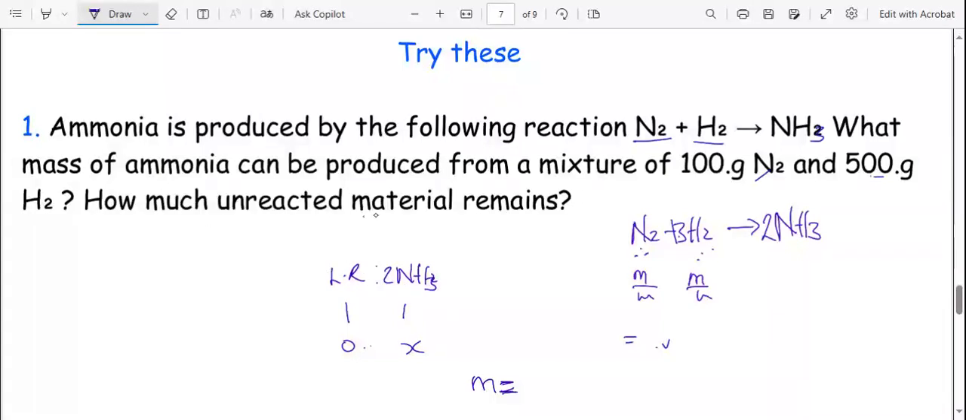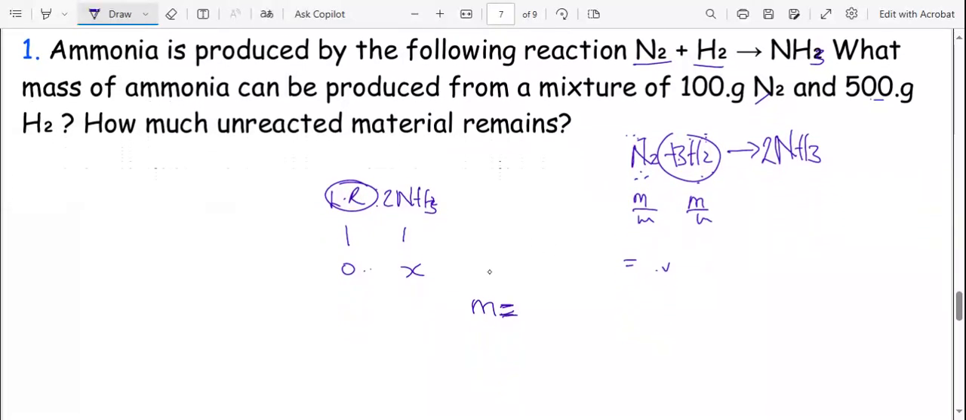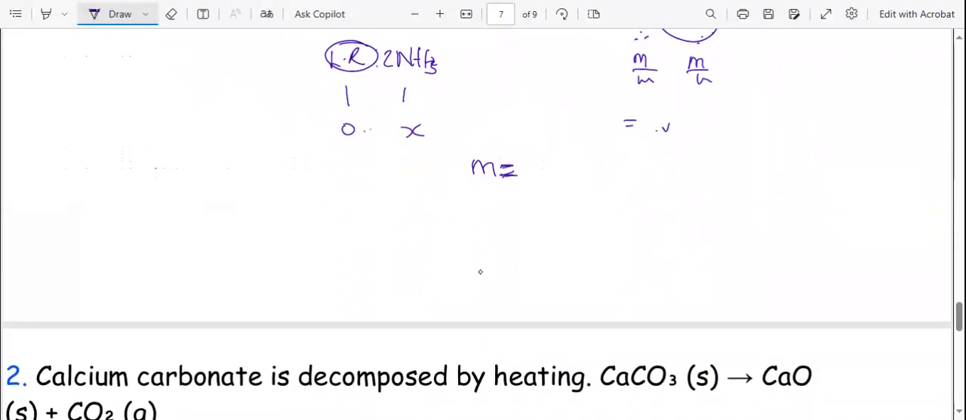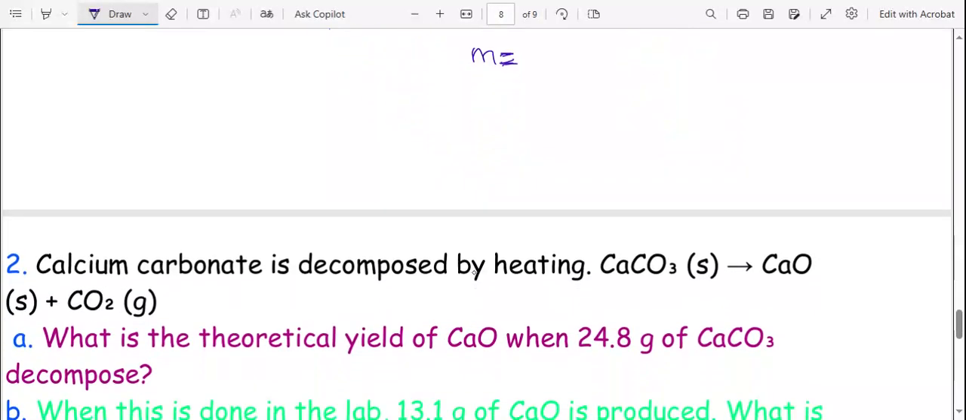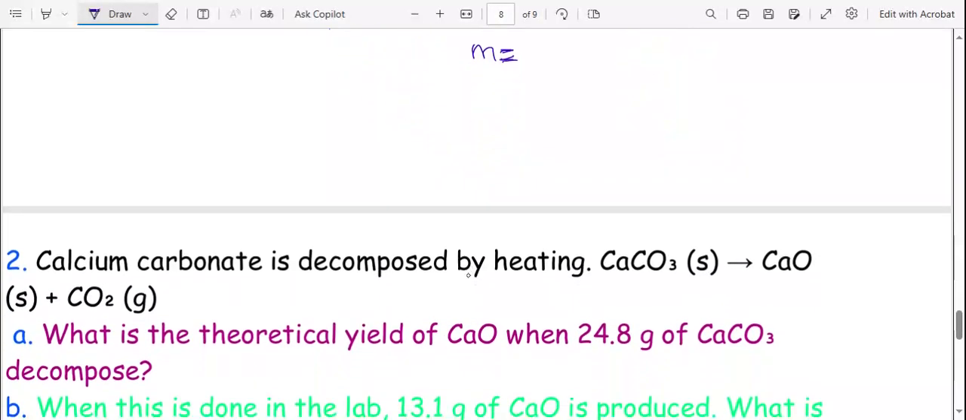So how much unreacted material remains? You look at the excess between the two. Once you find the excess, again associate it with the limiting agent, then find the moles of it, then find its mass, then subtract that from its given mass. Then that will be your mass in excess. So hope that is clear. Try it, please.